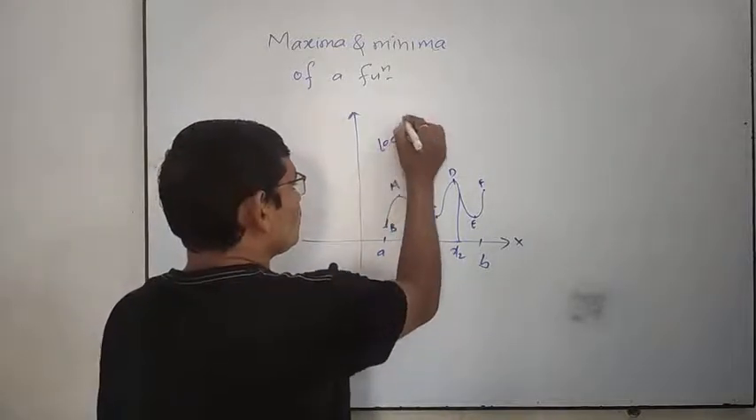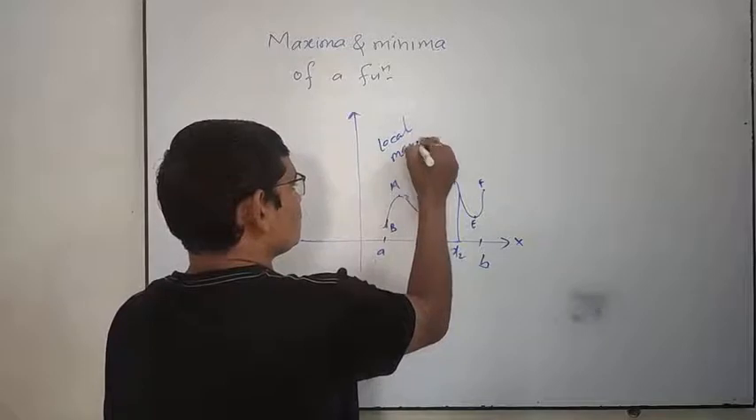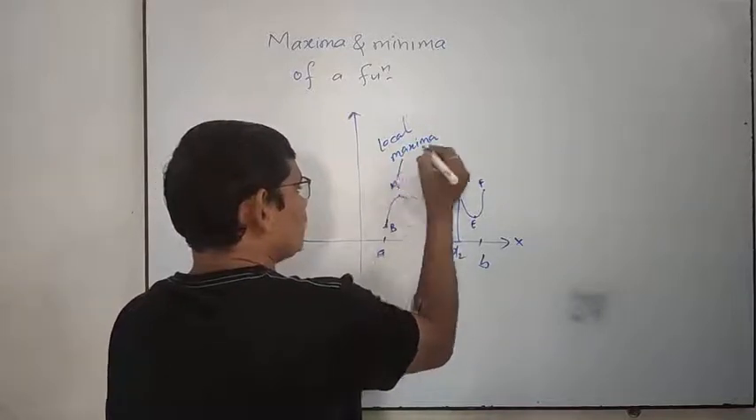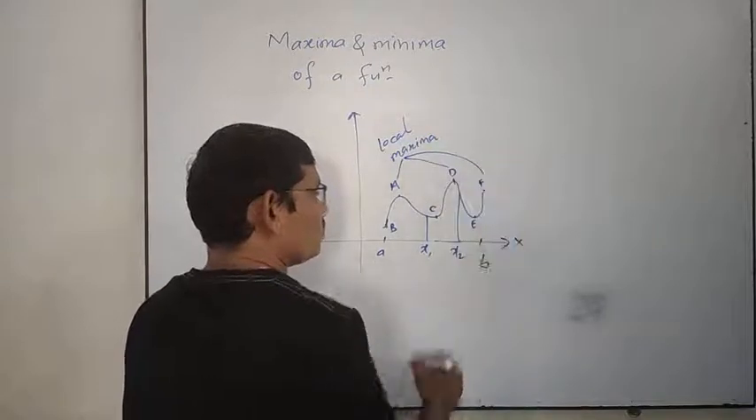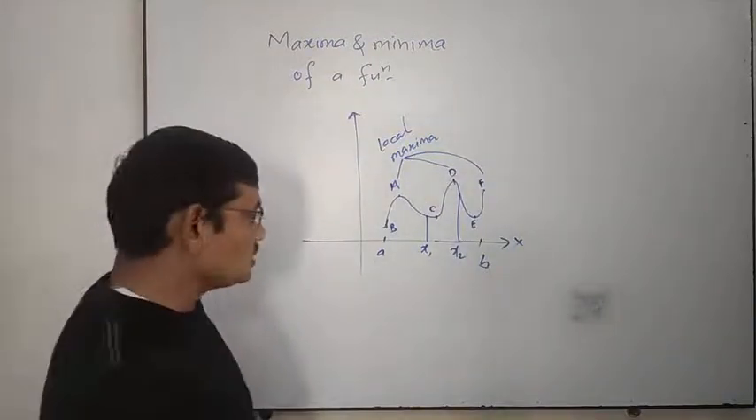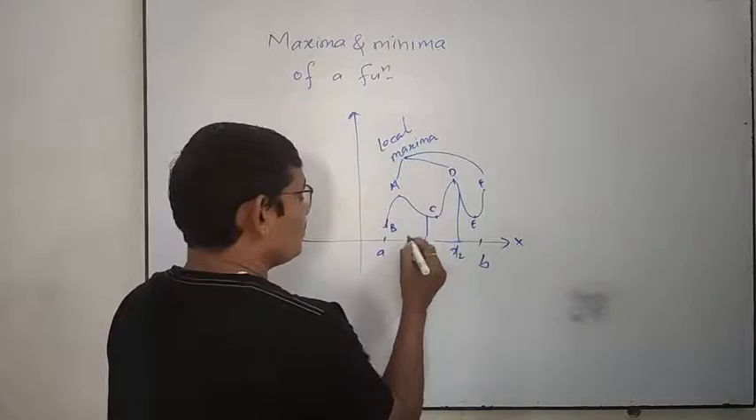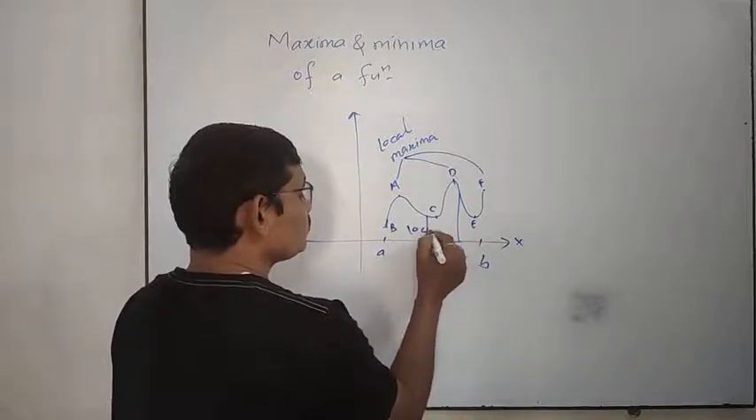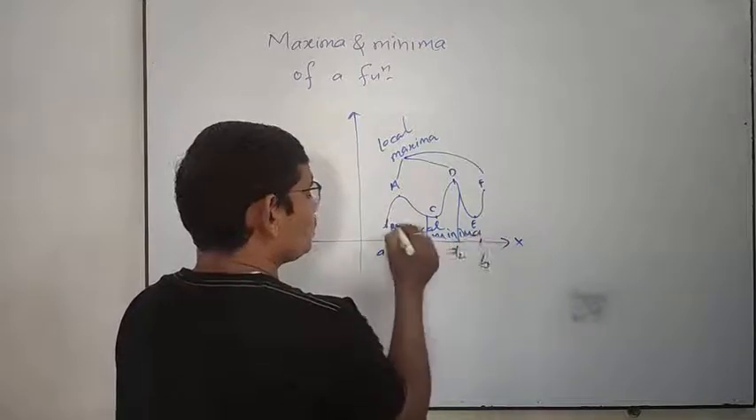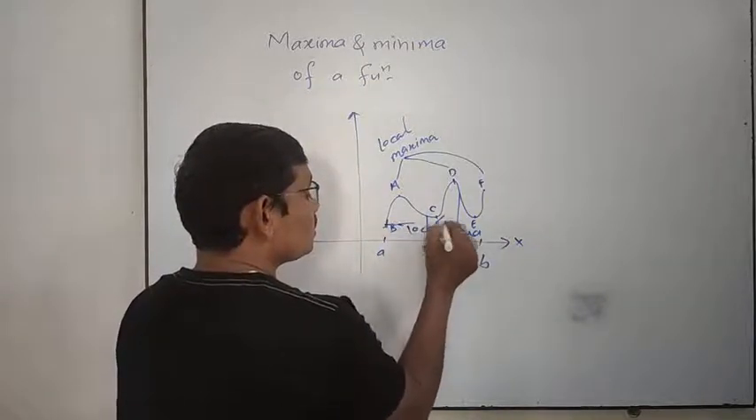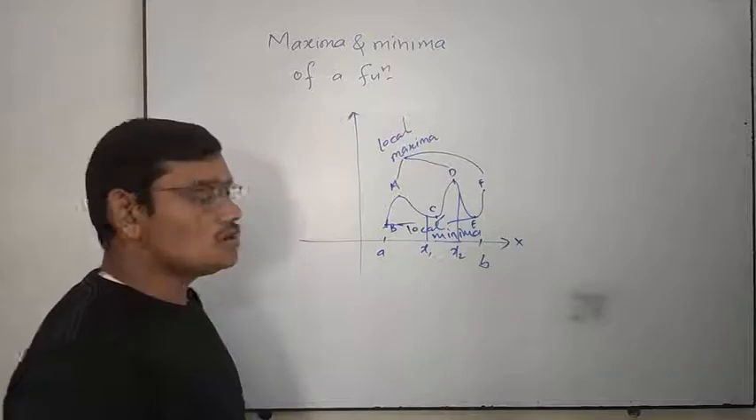Local maxima. Here A is local maximum, D is local maximum, and F is also local maxima. Similarly, here we find local minima. Local minima. So B, C, and E are the local minima.